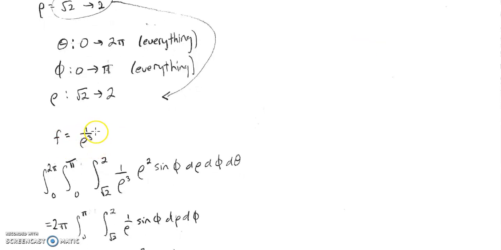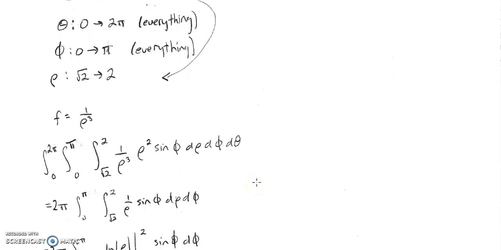My f is 1 over rho cubed. So when I set up my integral, I get 0 to 2 pi, 0 to pi, √2 to 2 of this guy, d rho, d phi, d theta. This divides into that to give me a 1 over rho. Remember, this part right here is the volume element. Rho cubed, rho squared, right?